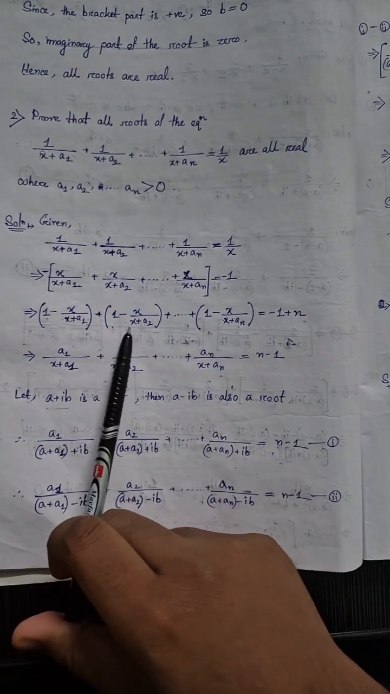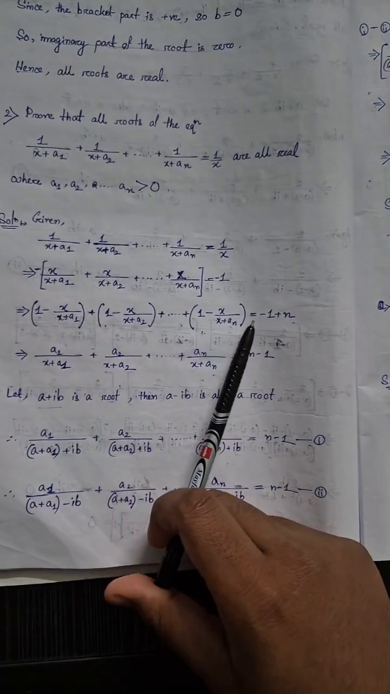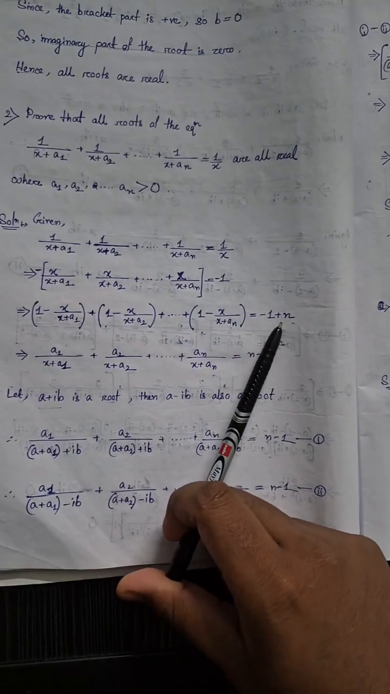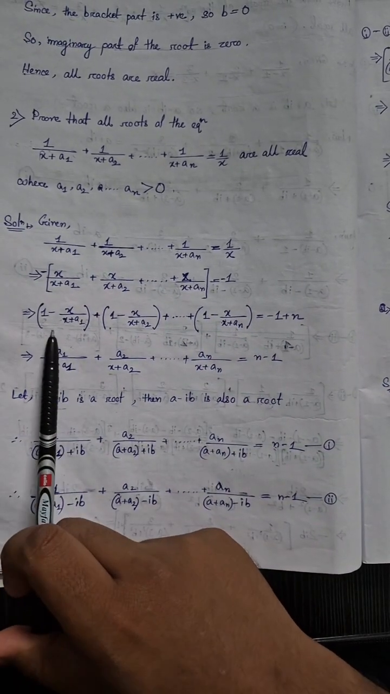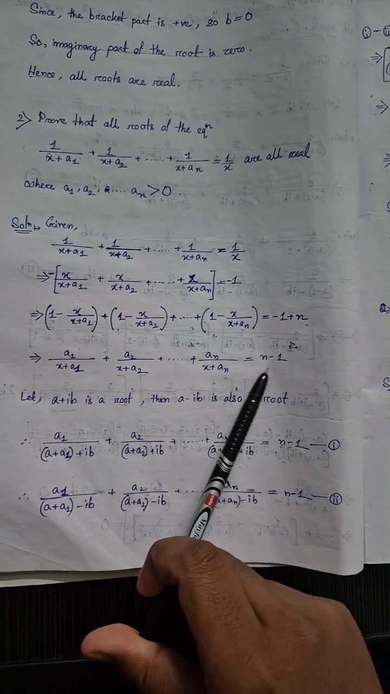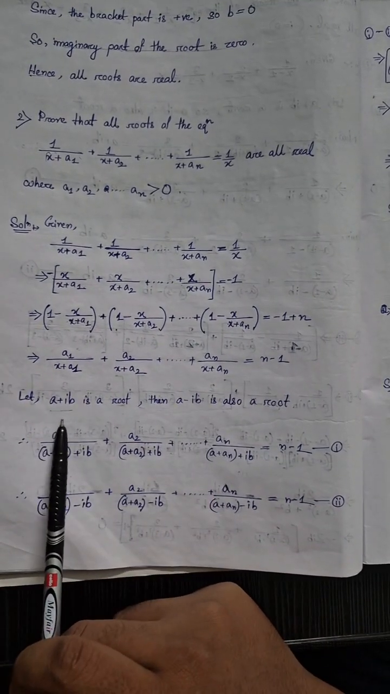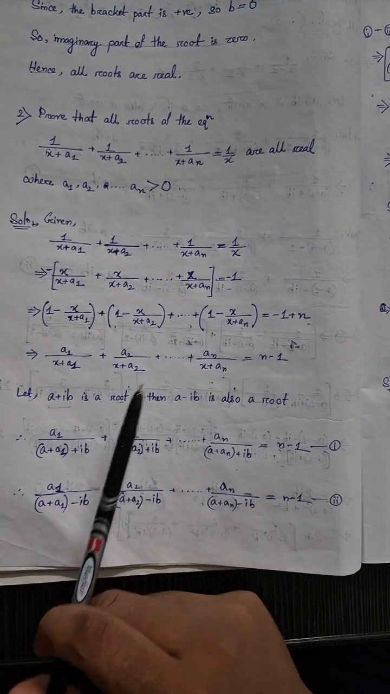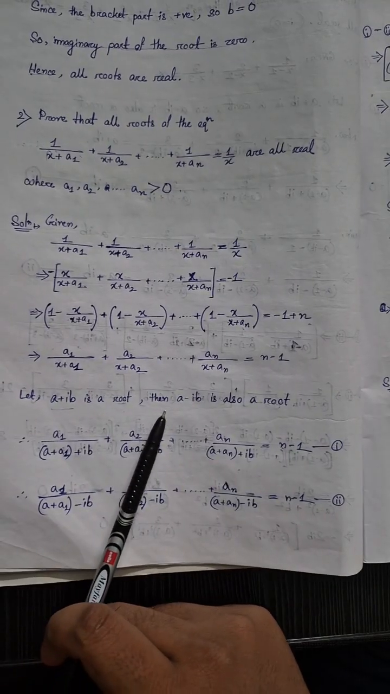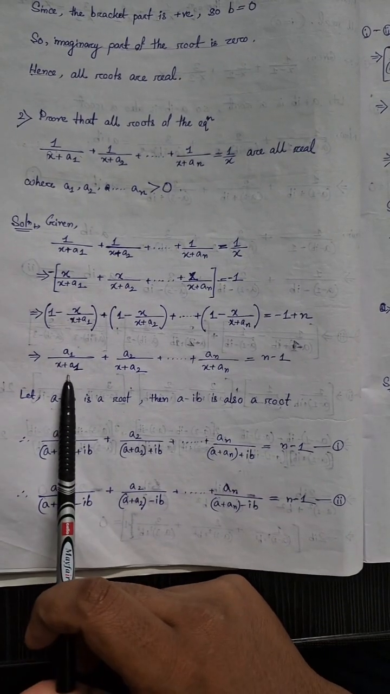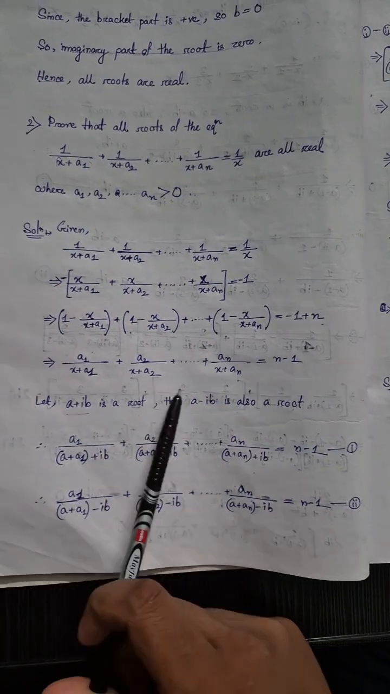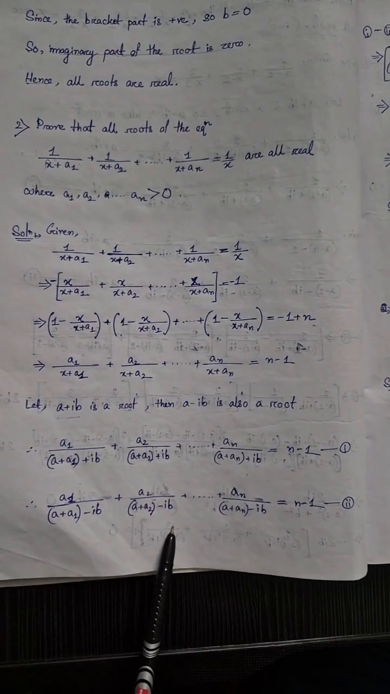Now since it is a series consisting of n terms, on the right hand side we get n. Now by taking LCM we get this. Now let us suppose that a plus ib is a root of this series, so a minus ib will also be a root of this series. Then by substituting the value of x as a plus ib and a minus ib simultaneously, we get 2 equations, as you can see.